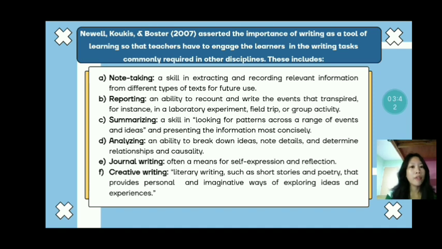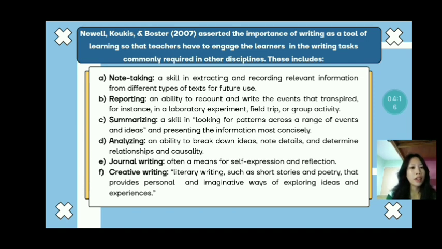And the fifth is journal writing. Journal writing often a means of self-expression and reflection. So, the writing activity that a teacher could give to students is giving the students a task where they should have their daily diary. That way, they can express their daily lives or they can express themselves.